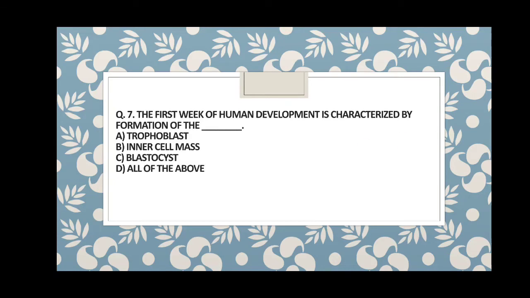So guys, question number 7 is, the first week of human development is characterized by formation of which of the following? A is trophoblast, B is inner cell mass, C is blastocyst, and D, all of the above. The correct answer is all of the above. As you all know, trophoblast and inner cell mass are formed together. So there is nothing to worry about this question, and when these two, trophoblast and inner cell mass, are formed, then the remaining part is the blastocyst. So the answer is D, that is all of the above.